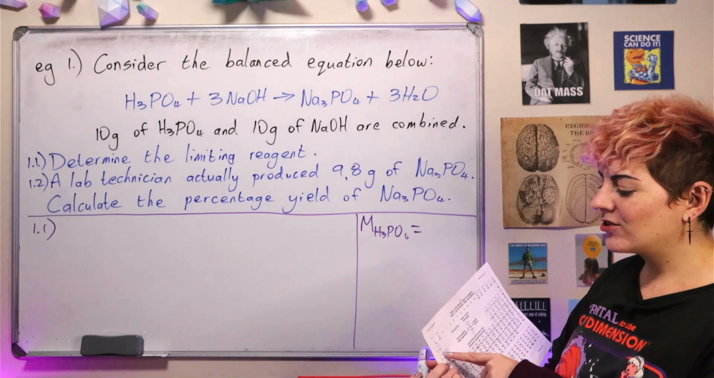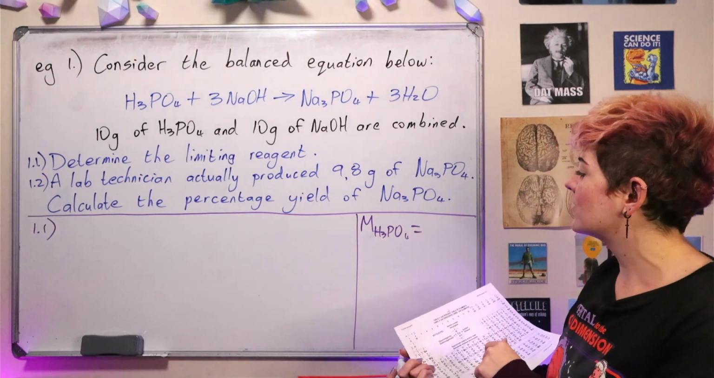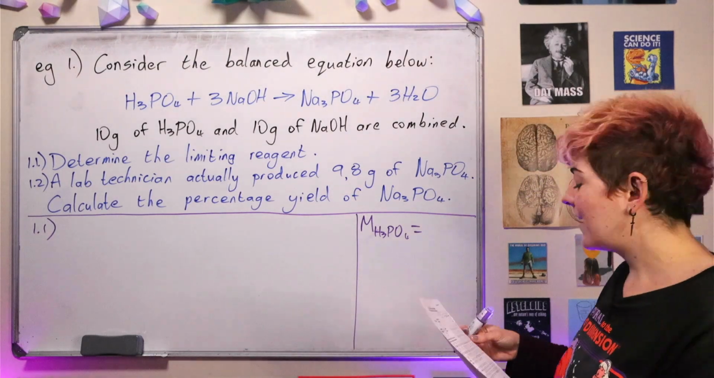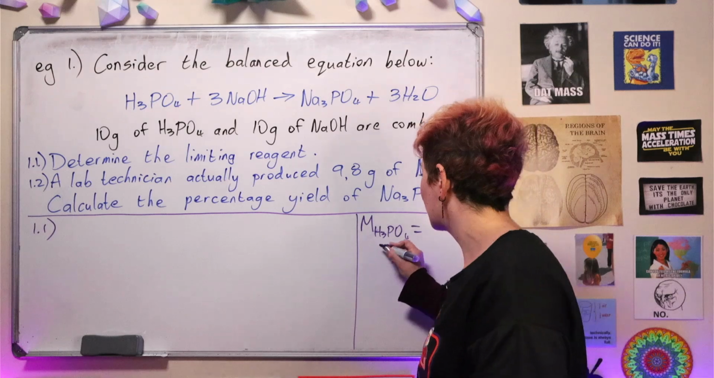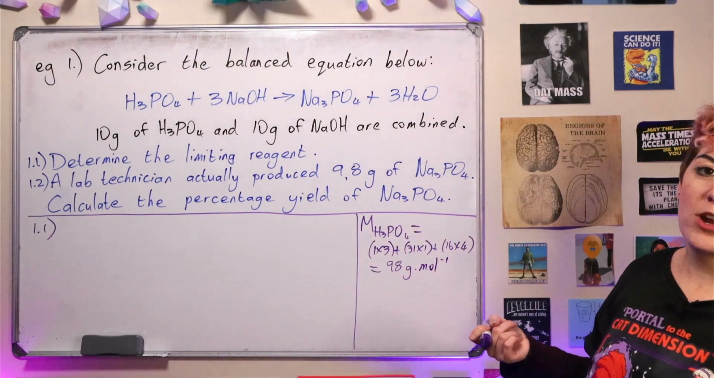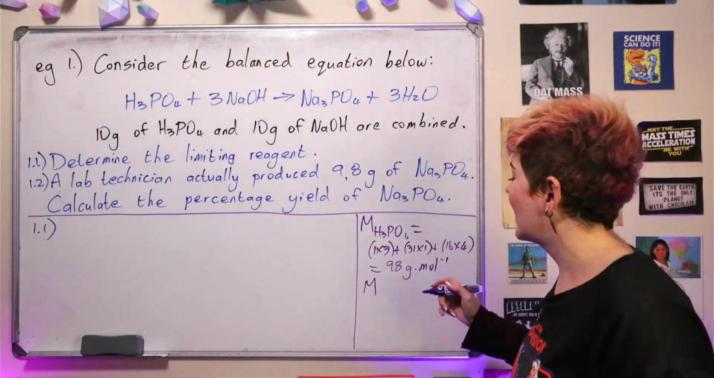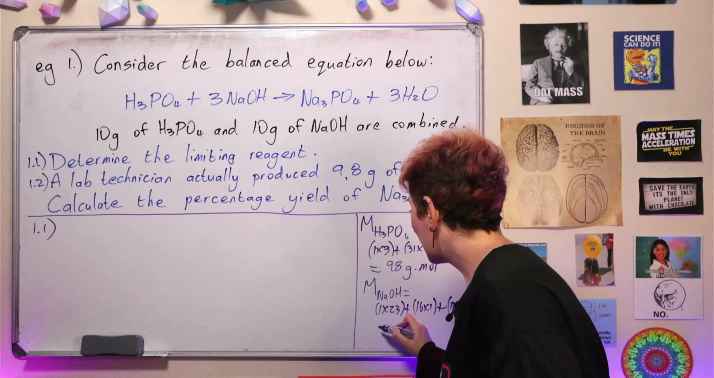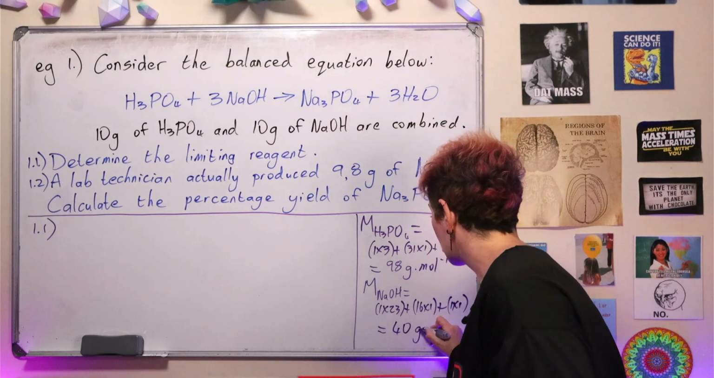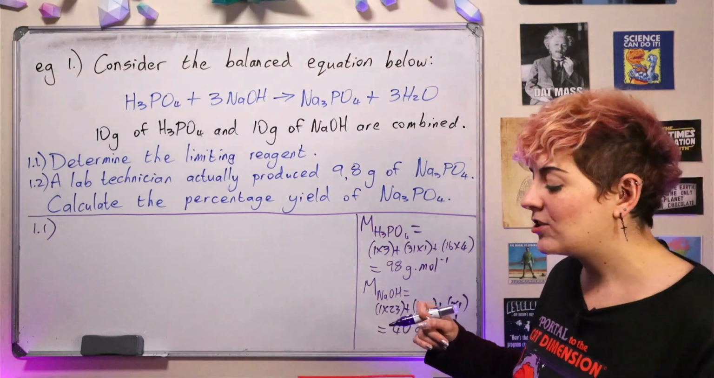So we've got 3 hydrogens, which each have an atomic mass of 1. We've got 1 phosphorus, which has an atomic mass of 31, and 4 oxygens that each have an atomic mass of 16. So the molecular mass of phosphoric acid, H3PO4, is 98 grams per mole. Now let's quickly work it out for my sodium hydroxide, NaOH. You will find that you get a molecular mass of NaOH as 40 grams per mole. So now that we've got that, let's come back and work out the moles of each of our reactants.